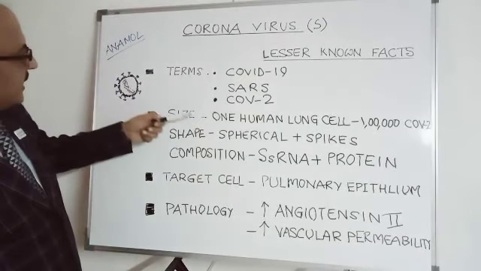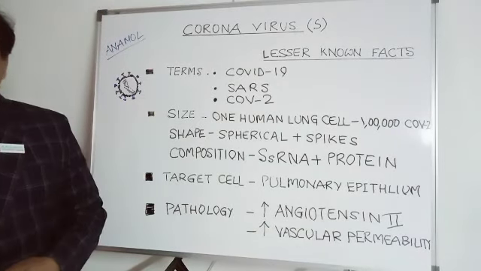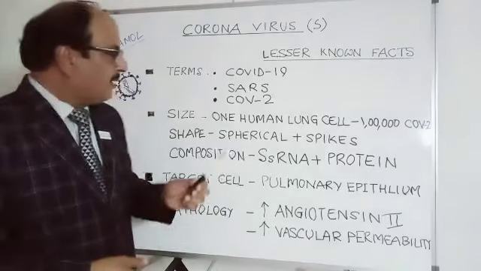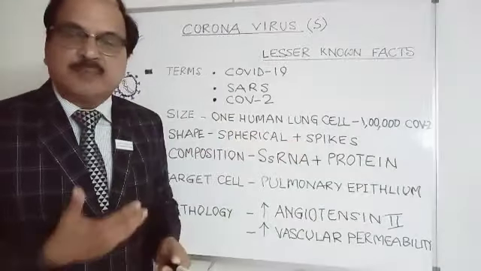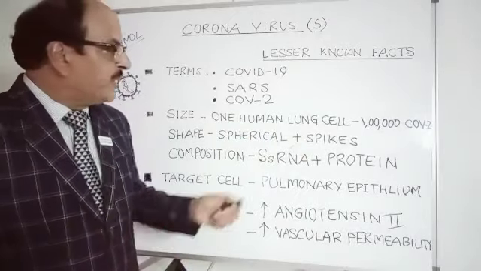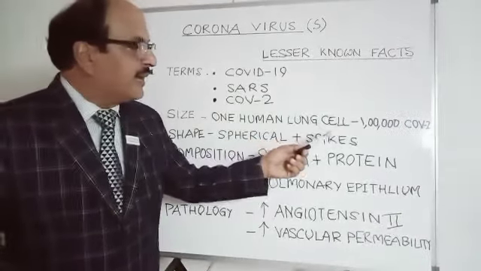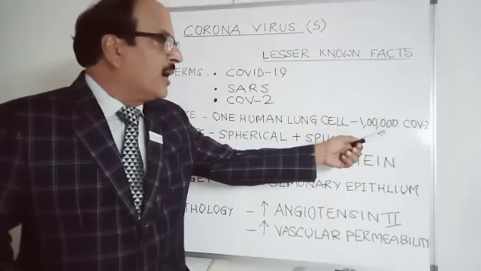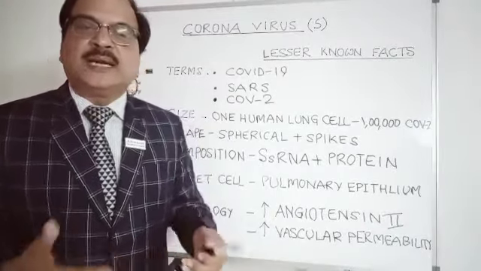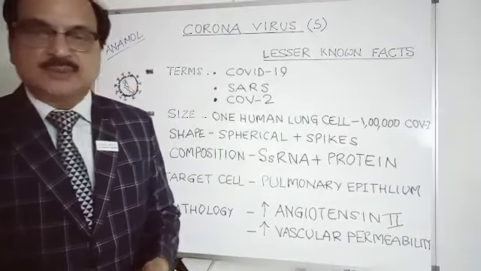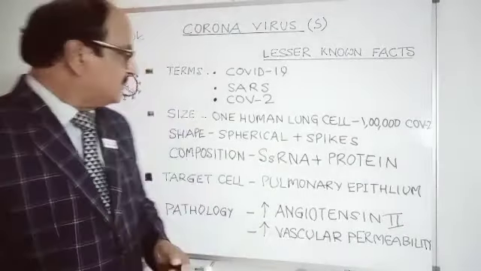Now let's take a second thing. What is the size of this virus? Just to give an idea, if you take one human lung cell, why lung cell? Because this is what has been affected mostly. So one human lung cell can accommodate almost 100,000 coronaviruses or 1 lakh coronaviruses. That small is the size of it. So you cannot obviously see this.